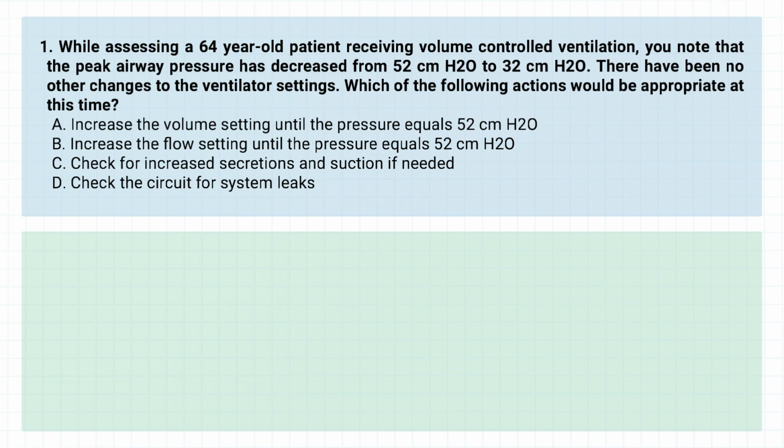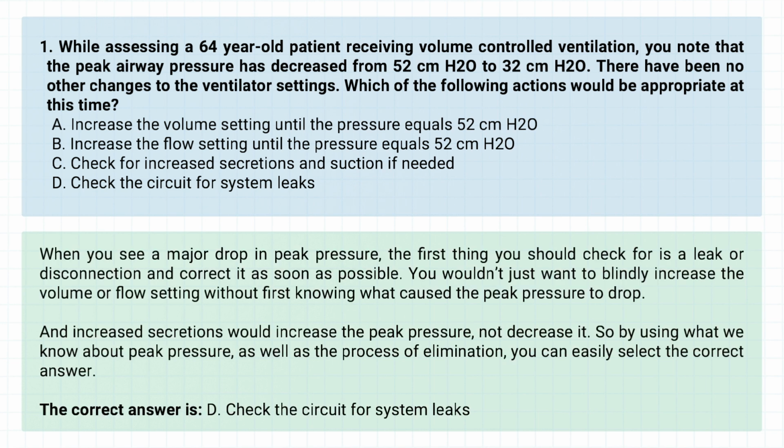A. Increase the volume setting until the pressure equals 52 centimeters of water pressure. B. Increase the flow setting until the pressure equals 52 centimeters of water pressure. C. Check for increased secretions and suction if needed. D. Check the circuit for system leaks. The correct answer is D. Check the circuit for system leaks.